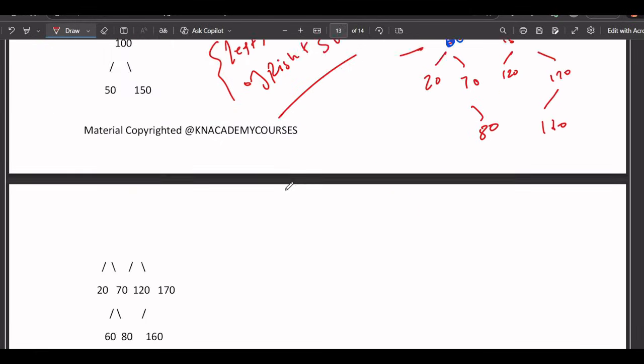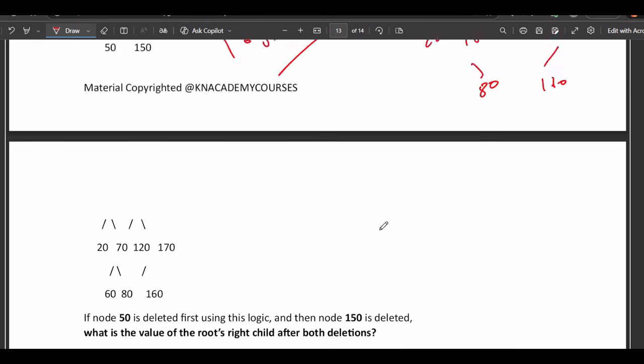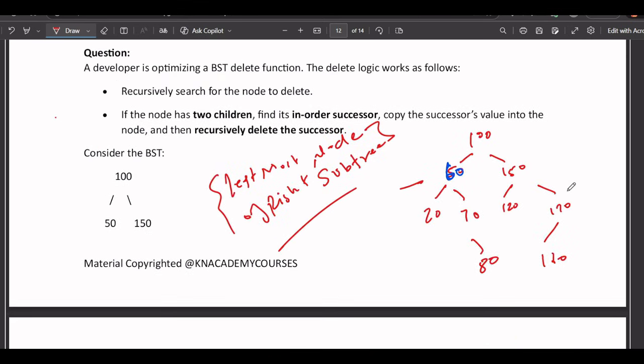Now they are saying 150 is deleted using the same logic. So for 150, the value of 160 will be copied here, because 160 is the leftmost node of the right subtree, and 160 we will delete. So this will also be deleted like this. Now this is our final tree.